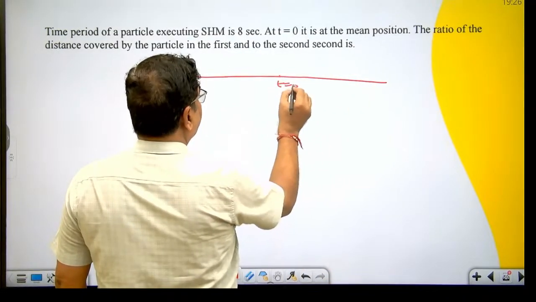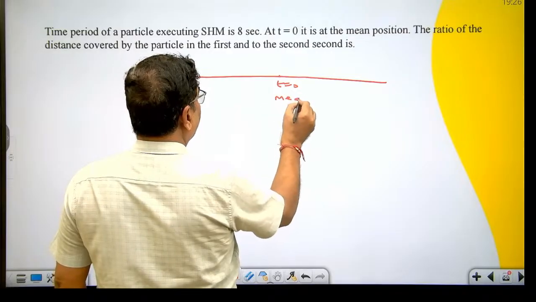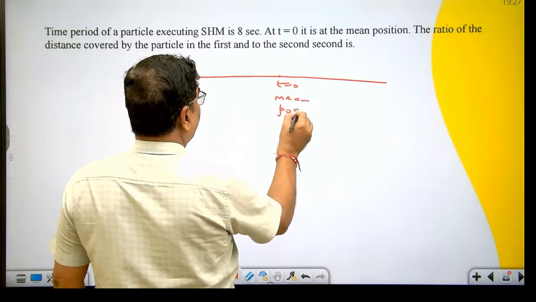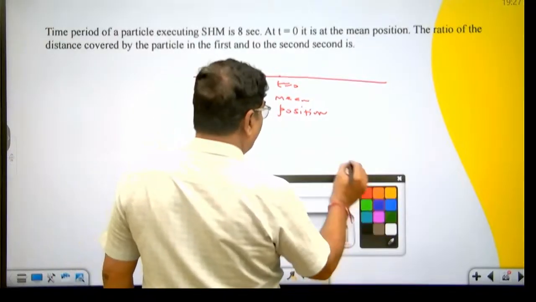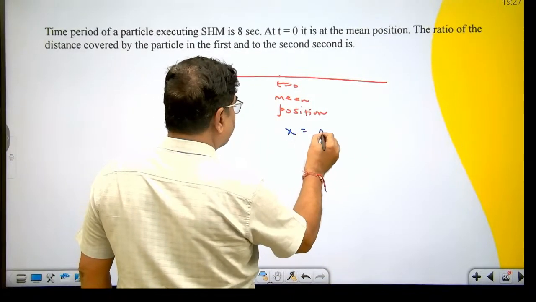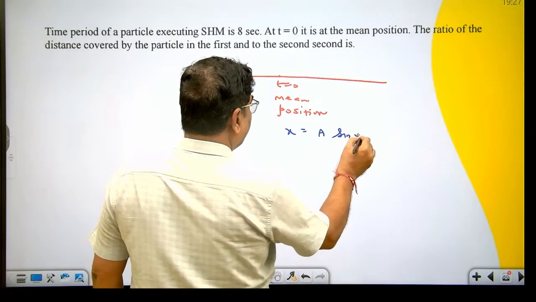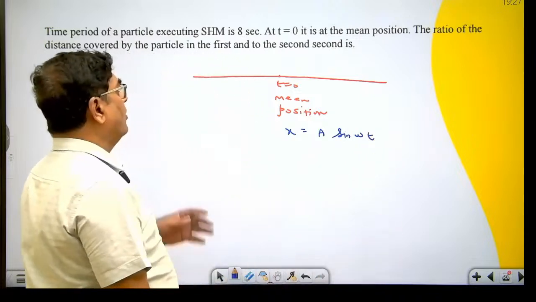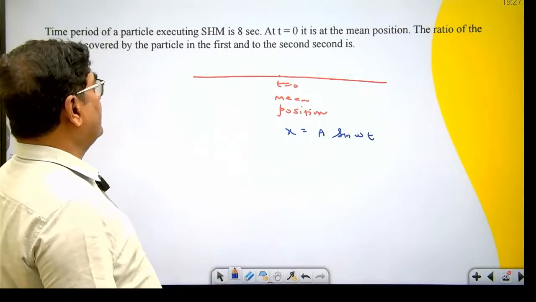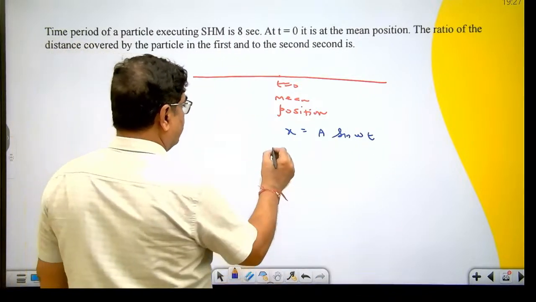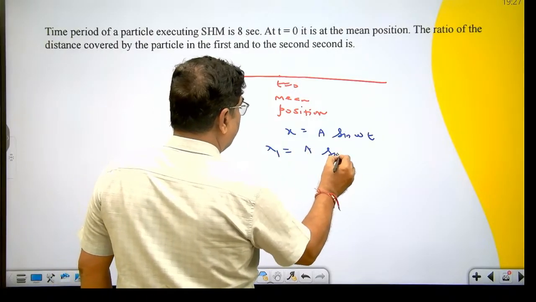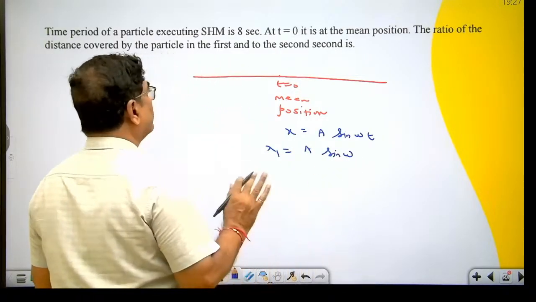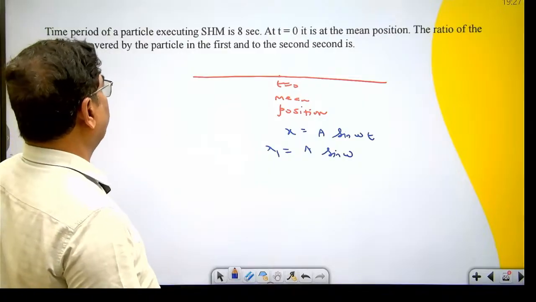This is t equal to 0, mean position. When the particle starts the journey from the mean position, the equation we use is x equal to a sine omega t. Now, dear student, in the first second, the distance traveled is this. We can write x1 equal to a sine omega. This is the distance traveled in the first second.